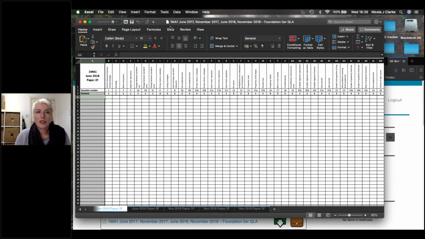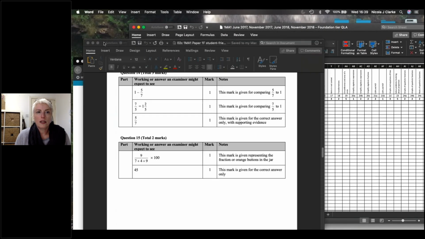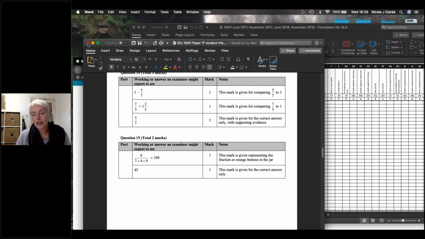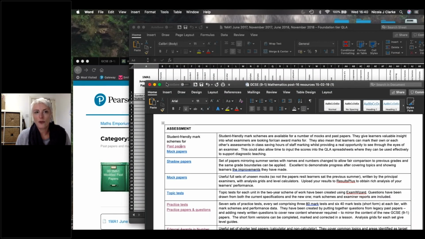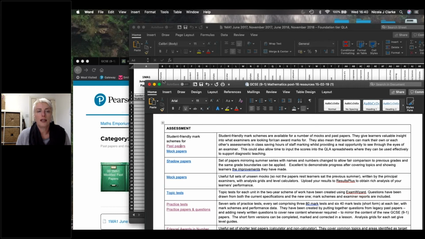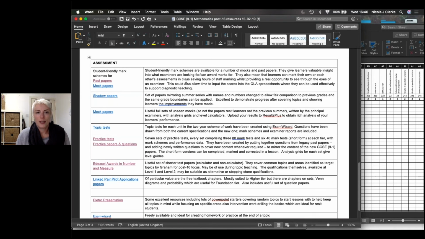So those are really helpful. So as I say, if you can get the learners to do the marking, you've got more time to input onto the question level analysis, which is really helpful for you.